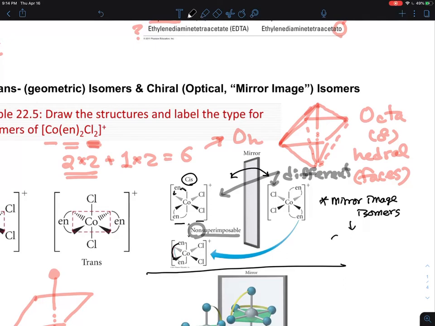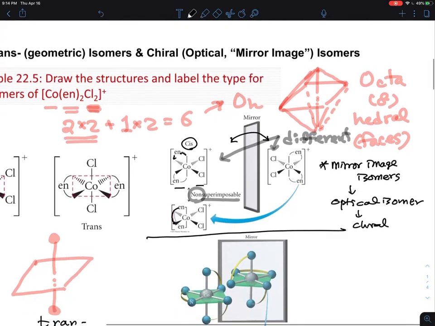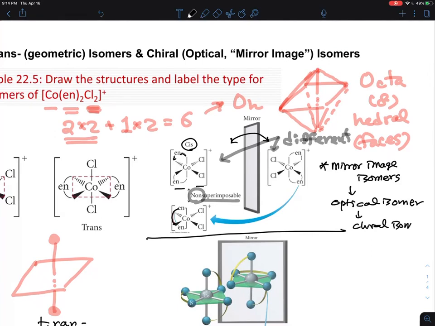The other name is optical isomer. The other name is chiral isomer. Some other students actually said enantiomer. And this is all the same thing. It's just a very important discipline of chemistry, understanding the three-dimensional structure. People have developed different names. Enantiomer has essentially the same meaning.